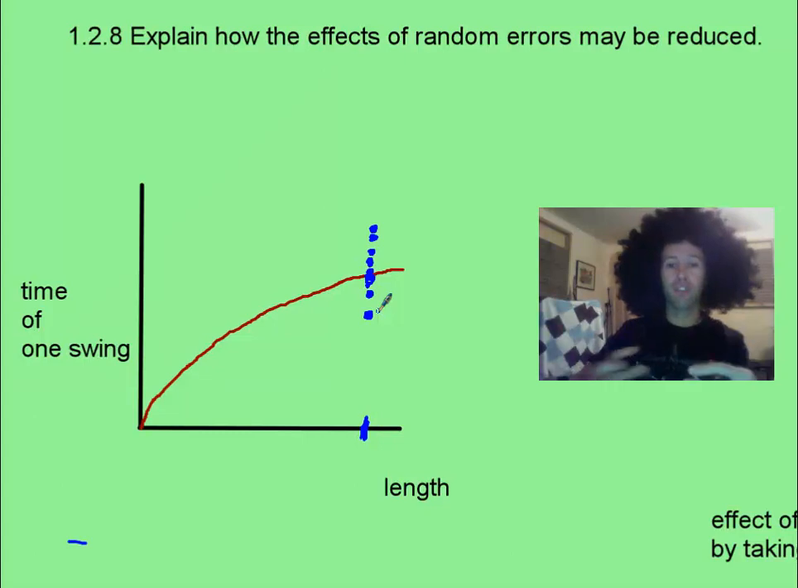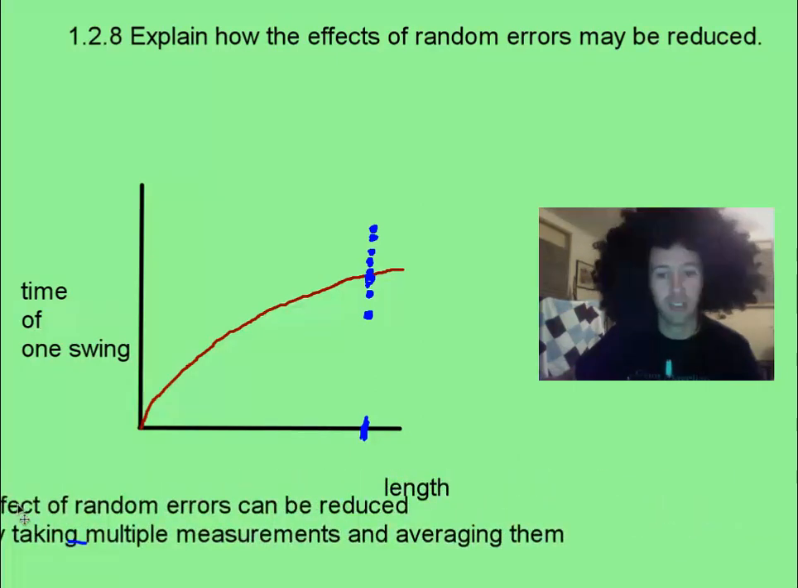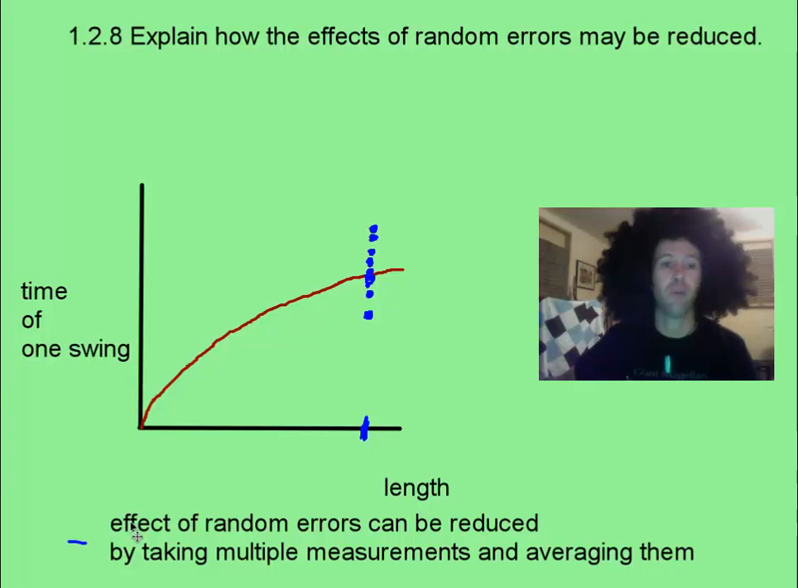If you then average them together, that reduces the effect of the random error. And so what you want to know is that you can reduce that effect by taking many measurements and average them all together.